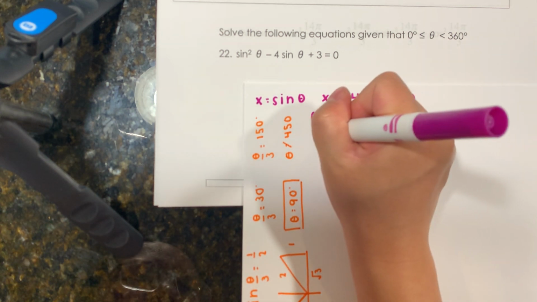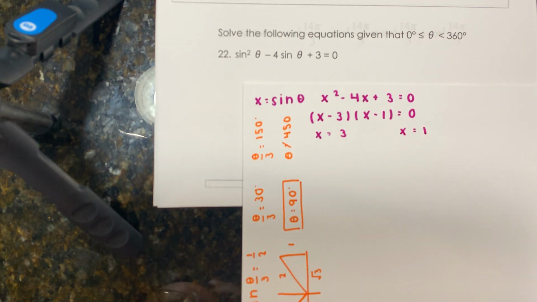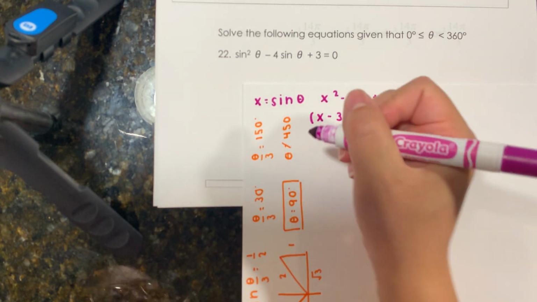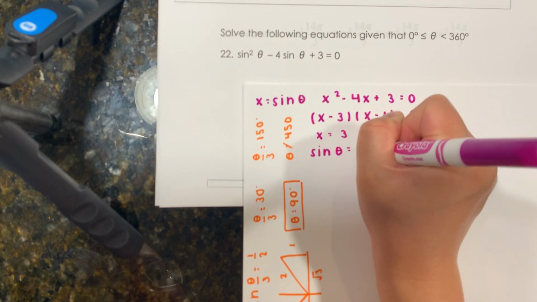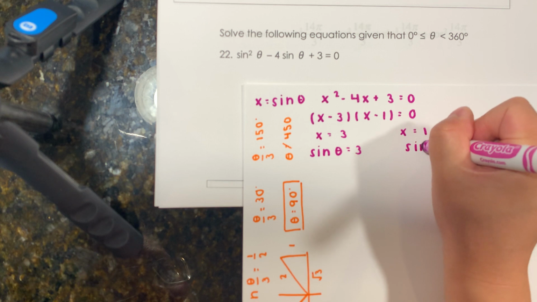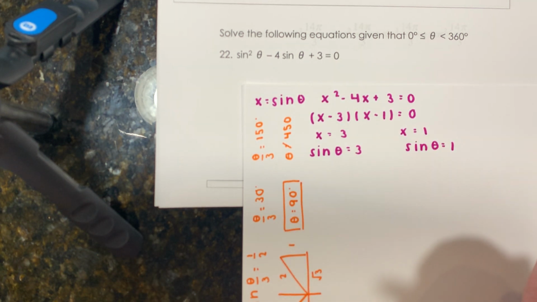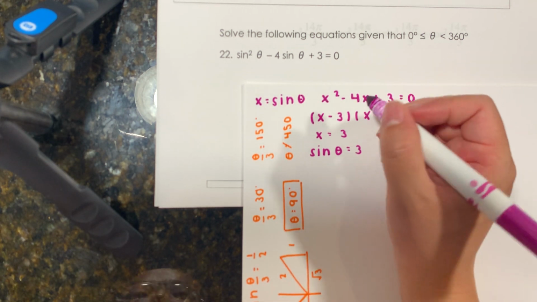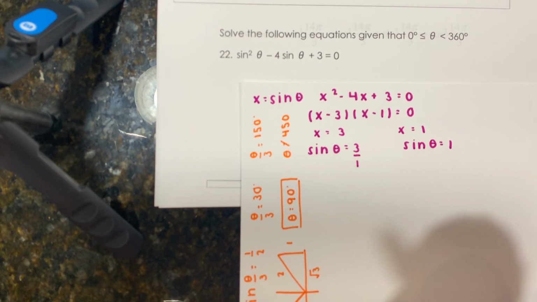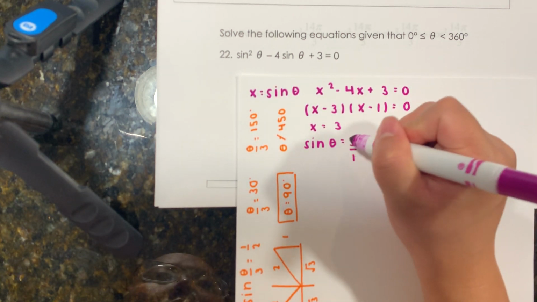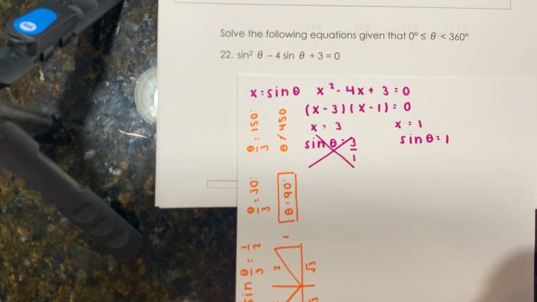So I have two equations. I have x is equal to 3, and then I have x is equal to 1. I said that x is equal to sine. So this is going to be sine theta equals 3, and then sine theta equals 1. Now, for sine theta equal to 3, if I did opposite over hypotenuse, there is no triangle that's going to have an opposite of 3 and a hypotenuse of 1. So we do not have to solve for this one because it doesn't exist.